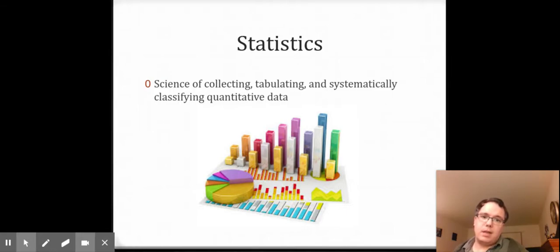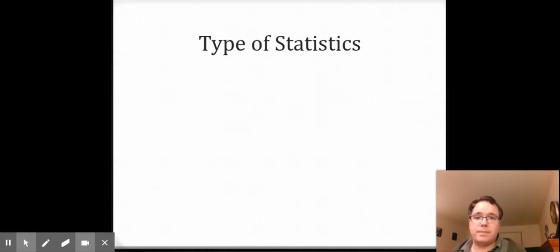Basically it's looking at numbers again and telling what kind of pattern it shows and what can we tell from different measurements, different calculations. So we'll be figuring that out throughout the year.